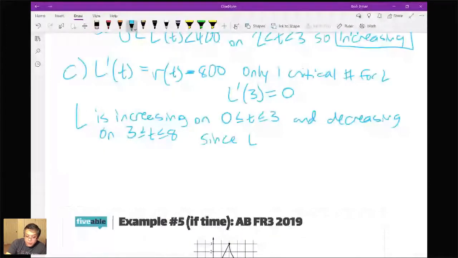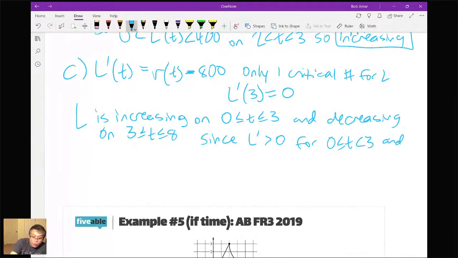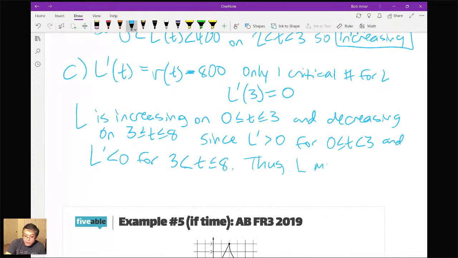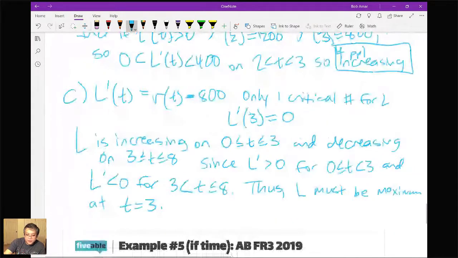Since L prime is bigger than 0 for 0 < t < 3, and L prime is less than 0 for 3 < t < 8, thus L must be maximum at t equals 3. Yeah, we've lost the stimulus, so I'll do part D up here.